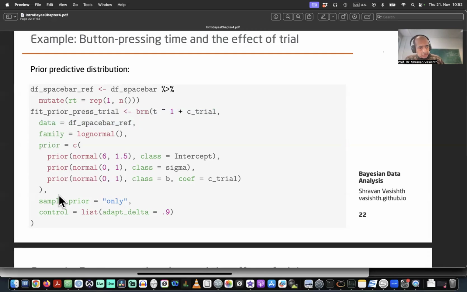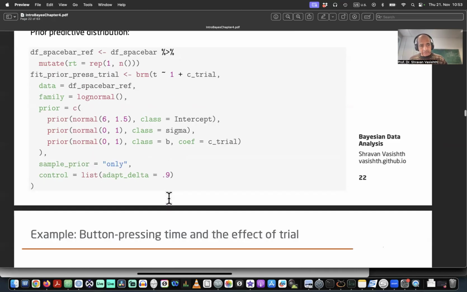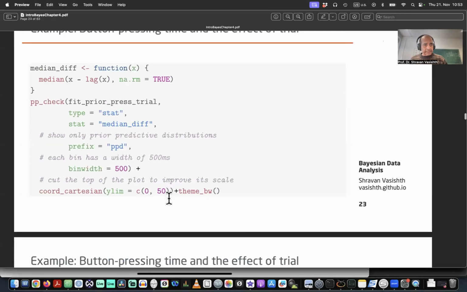What we are trying to do is produce prior predictive data. That's why we have sample prior equal to only. We are not looking at any data here while generating data from the model. So it's producing data from this prior predictive distribution, given this model specification with this particular likelihood. That's what this sample prior only function does for us. It's sampling only from the prior, not looking at any data.